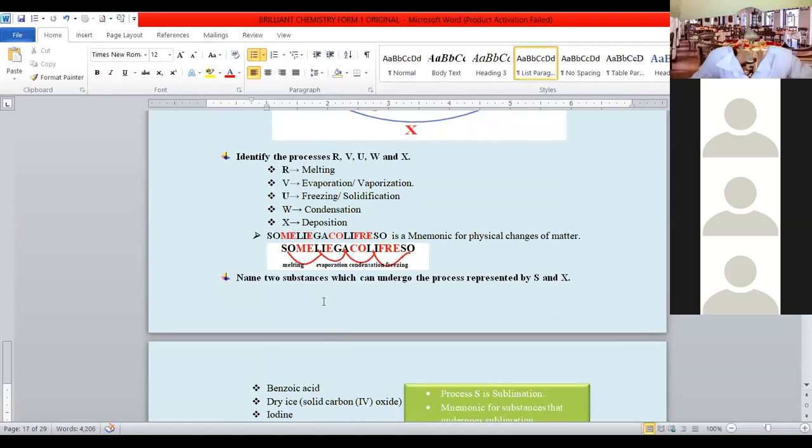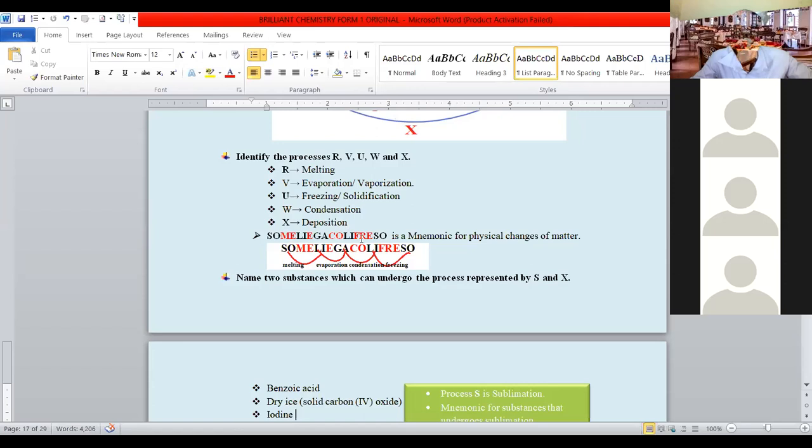So I came up with this formula. You can check it. We have sommelier colipresso, a mnemonic for physical changes of matter. You can use it to master the processes. So solid to liquid is melting. Then liquid to gas is evaporation. Then gas to liquid is condensation. Then liquid to solid is freezing.